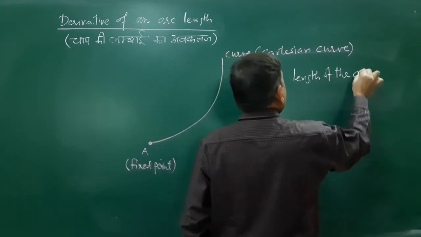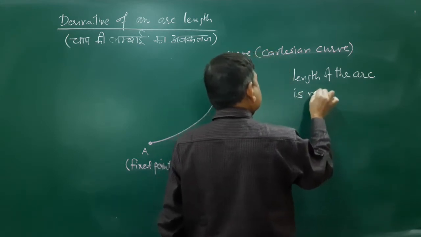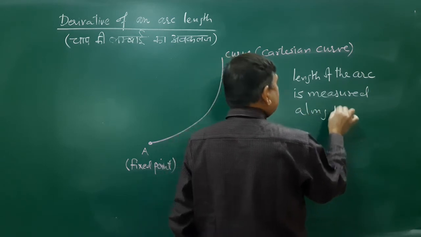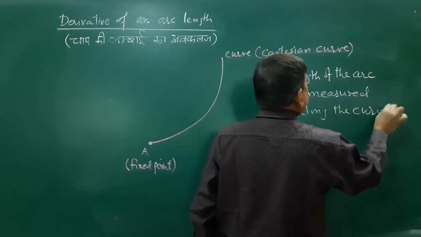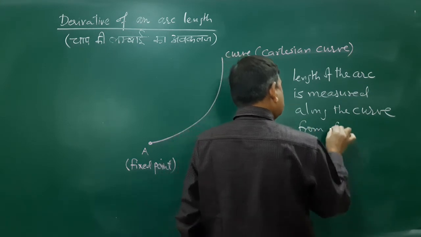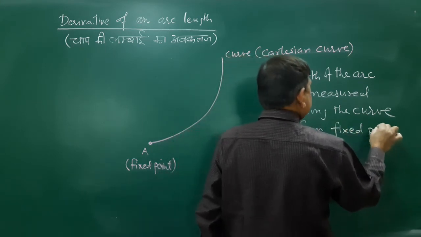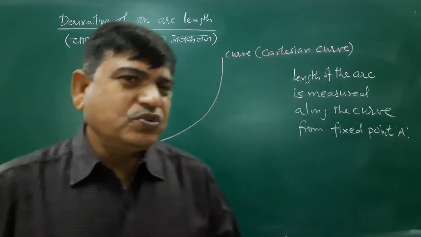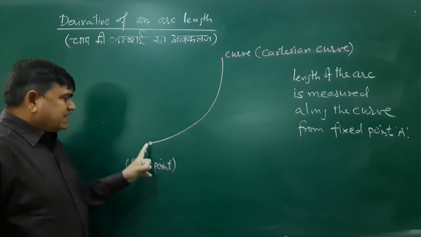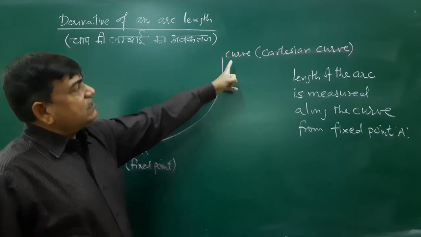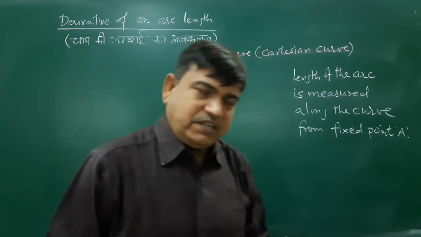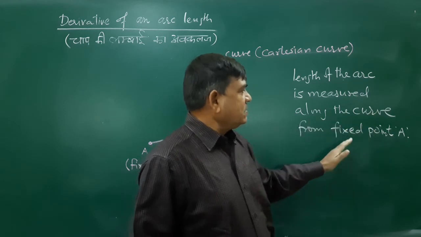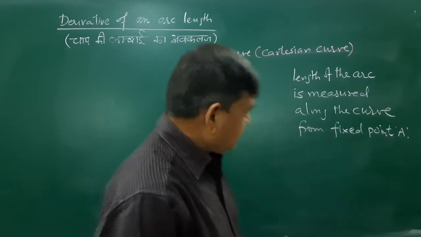Length of the arc is measured along the curve from fixed point A. The length of the arc is measured along the curve from the fixed point A. Length of the arc is measured along the curve from fixed point A.